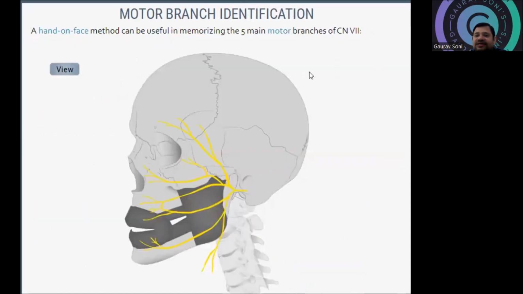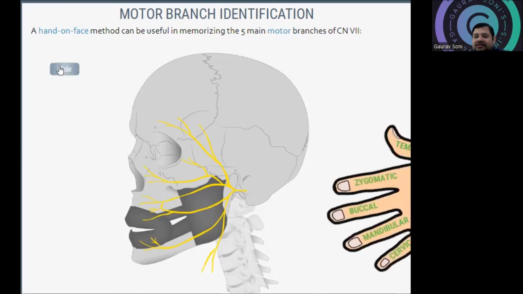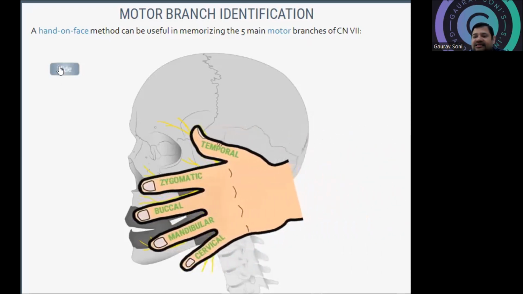Now let's see the motor branches. A hand-on-face method can be useful in memorizing the 5 motor branches. You can see like this. You can put your hand like this, and the thumb will go to the temporal side. Then the next finger will go to the zygomatic, then buccal, mandibular, and the little finger will go to the cervical. So by this, you can simply learn the motor branches.